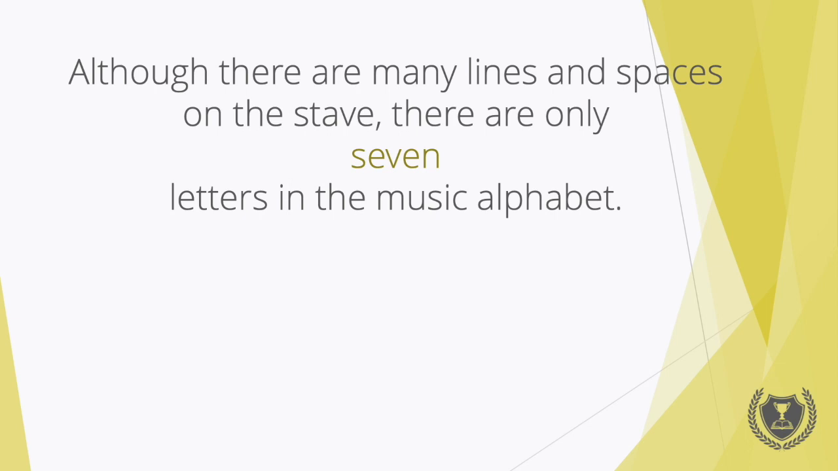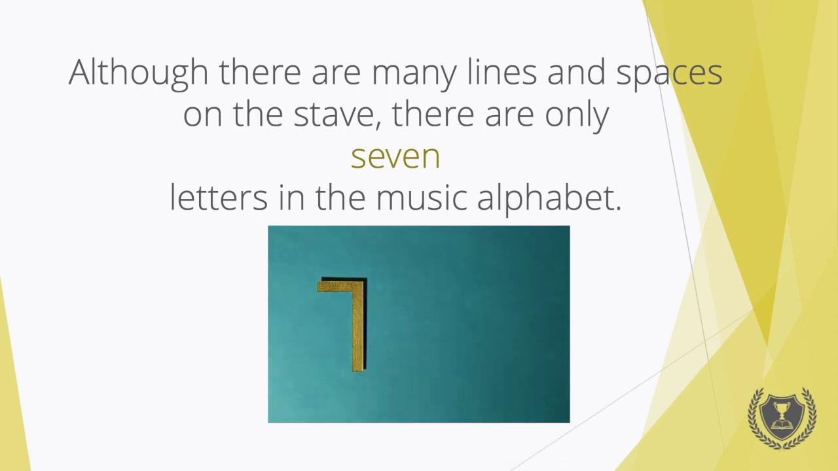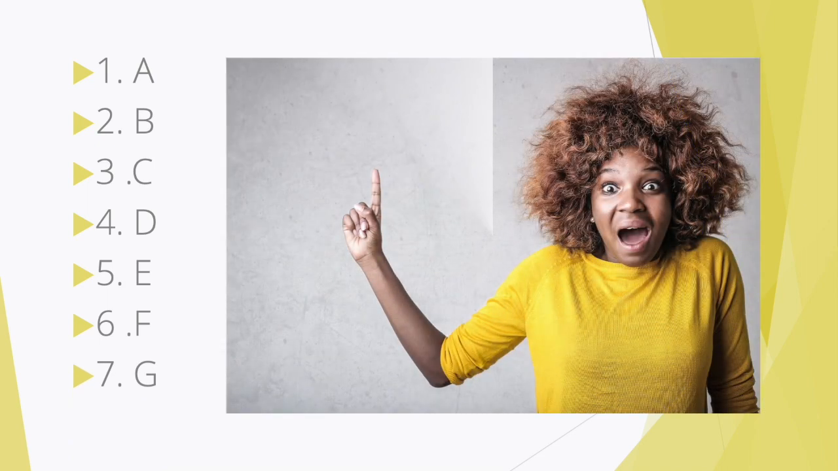Although there are many lines and spaces on the stave, there are only 7 letters in the music alphabet: A, B, C, D, E, F and G. And when you've used them all up, you start again at A.